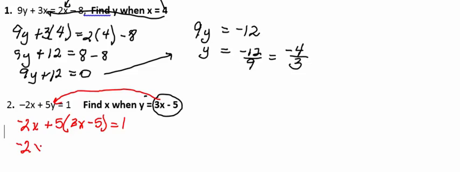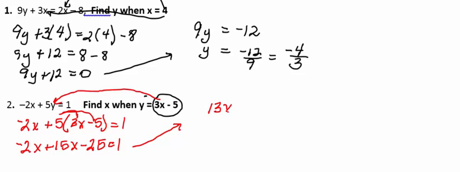So negative 2x, distributing is plus 15x, and distributing again, we have minus 25 is equal to 1. Combining like terms, I have negative 2x and 15x is going to be 13x minus 25, is equal to 1. Adding the 25 to both sides so I can get x by itself, I have 26 equal 13x, and dividing by 13, x is going to be equal to 2.